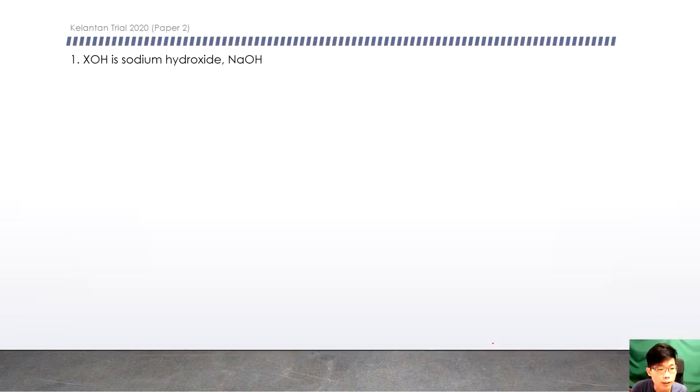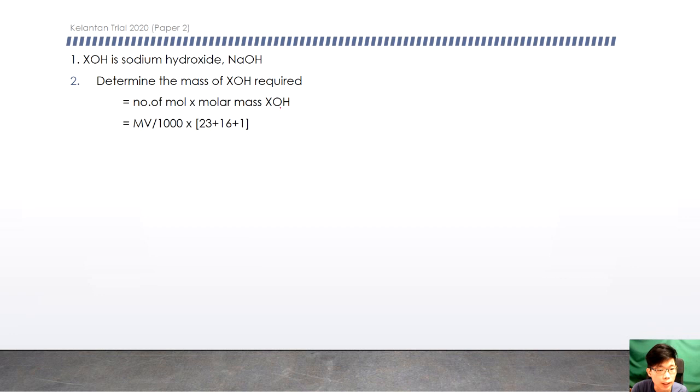We have to mention that XOH is sodium hydroxide. Okay, next we have to determine the mass of the XOH required. So actually we can use this formula, number of moles times the molar mass for the XOH. So number of moles here, we can use MV over 1000. The molar mass for the XOH, so X is 23, O is 16 plus H is 1, so total here will be 40. So MV over 1000, M is not given, so we just replace with Y.